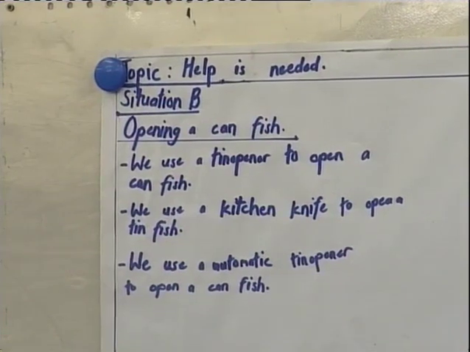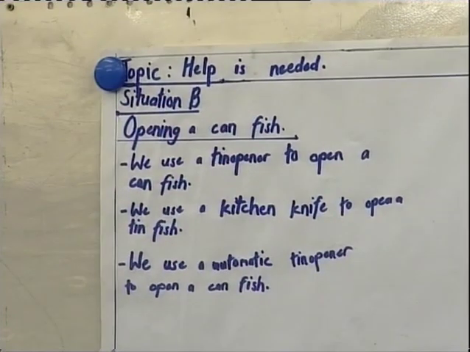We can use a tin opener to open a tin fish. We can use a knife to open a tin fish. And some of us, we use an automatic opener to open a tin fish. Very good. Thank you, Vanessa. Give her 3 big claps. Okay, so these are some of the ways in which we can open a canned fish. We can use a tin opener, a kitchen knife, or an automatic tin opener. Very good.